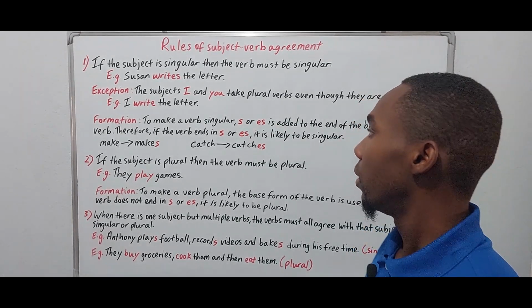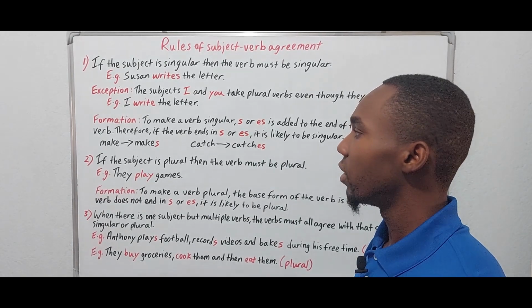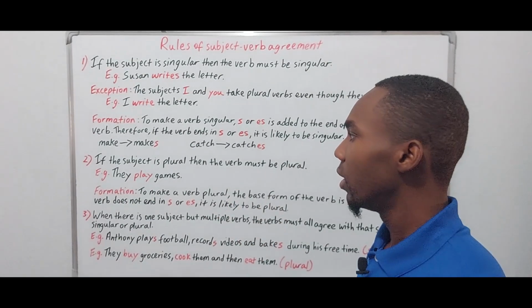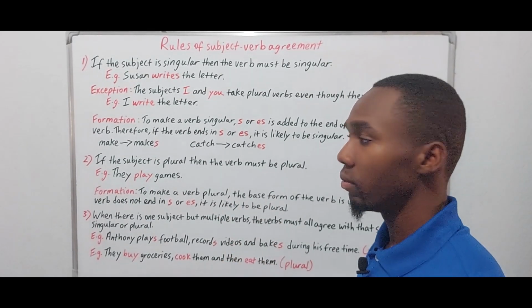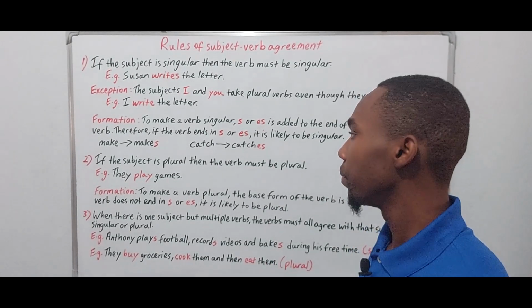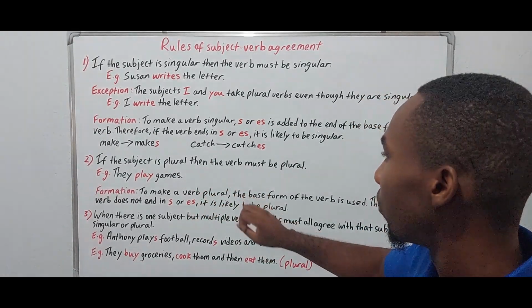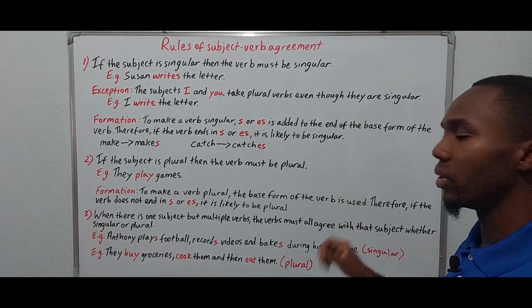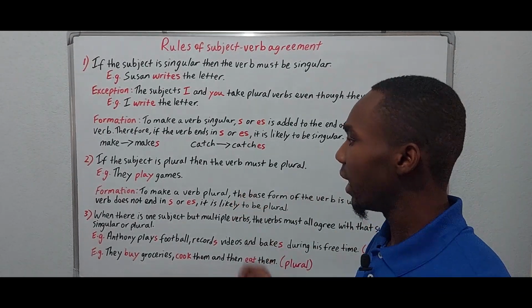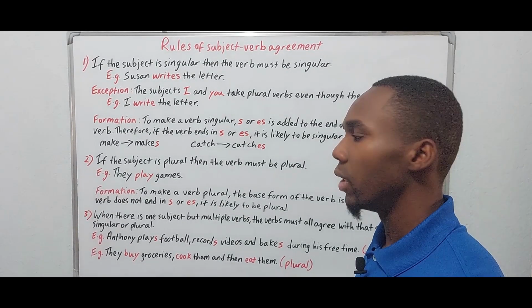Right? So yes. Rule number 2. If the subject is plural, then the verb must be plural. Right. So example, they play games. They would be a plural subject, of course, because it refers to more than one person. And to make a verb plural, the base form of the verb is used, which is the infinitive, basically. Therefore, if the verb does not end in s or es, it is likely to be plural.